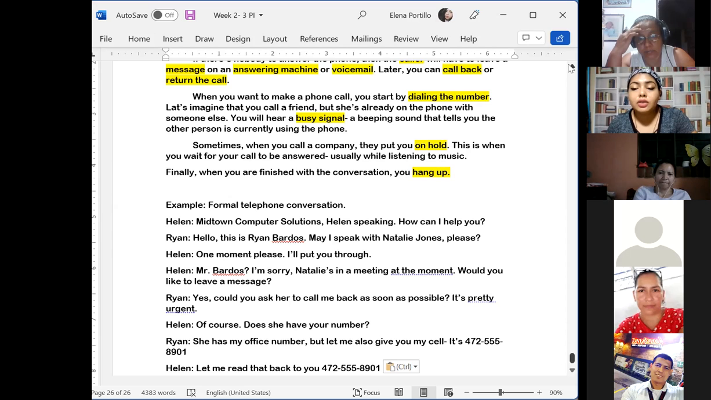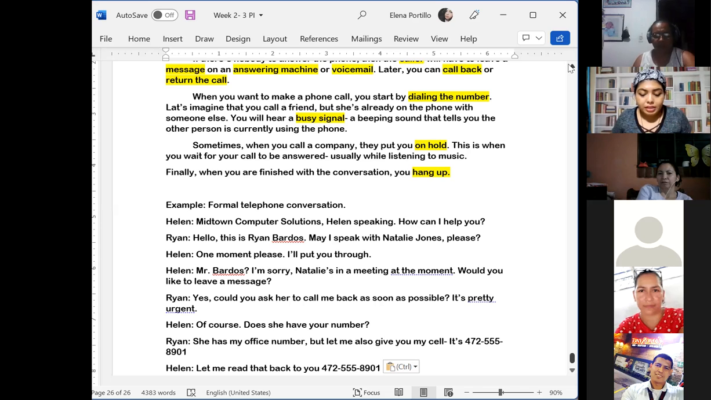So, in this case, she asked for a number. Le preguntó que si Natalie tenía su número. And he says that she has his number, but he wants to give the personal number. Le quería dejar su número personal o privado. Y algo que les decía, en Estados Unidos es bien común que den sus números uno por uno. No es como en nuestro país, que lo damos de dos en dos o por cifras. In the United States, they say the numbers one by one, so we are going to use that to give the telephone numbers.